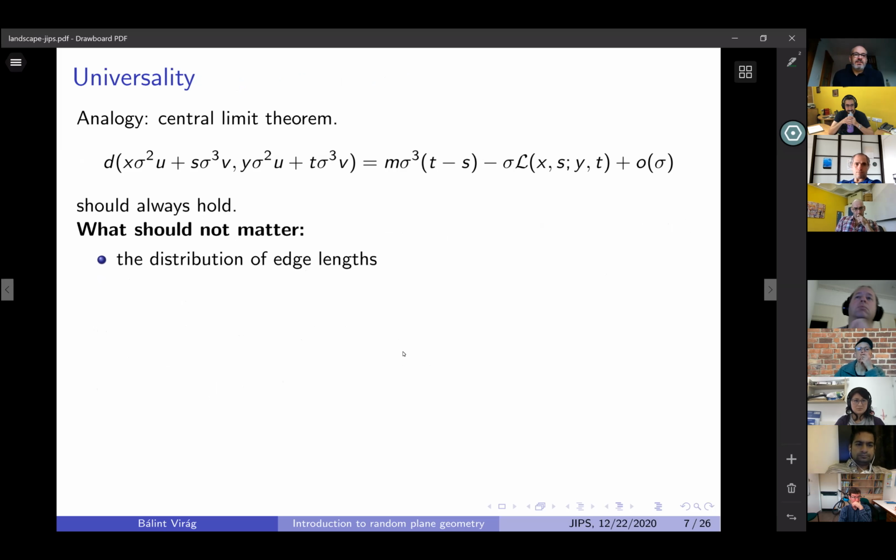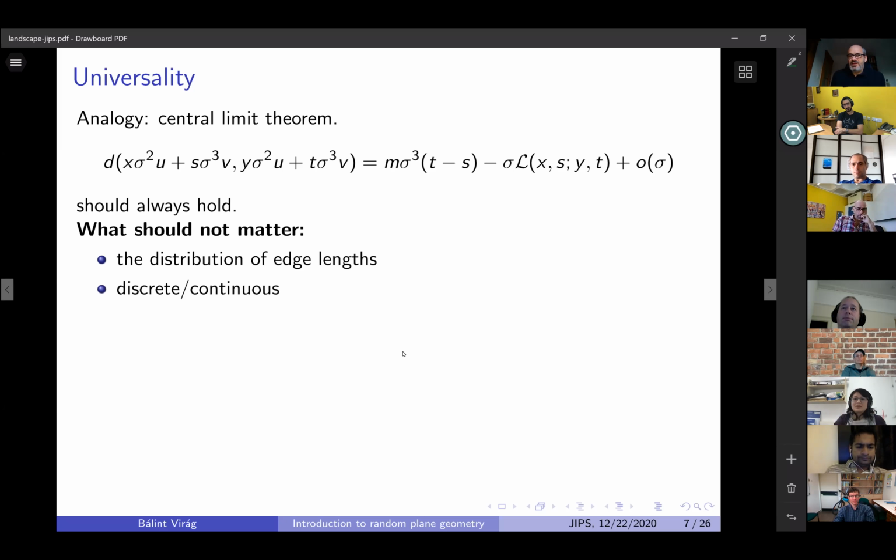So again, what we expect is universality, like in the central limit theorem, that in many settings you will have this object, the directed landscape, appear, and it should always hold, no matter what the specific model you're looking at, right? So let's make that a little bit more precise. What is it that should not matter? First of all, the distribution of edge lengths shouldn't matter, as long as they don't have heavy tails and things like this. If they're independent, you should get kind of the same answer.